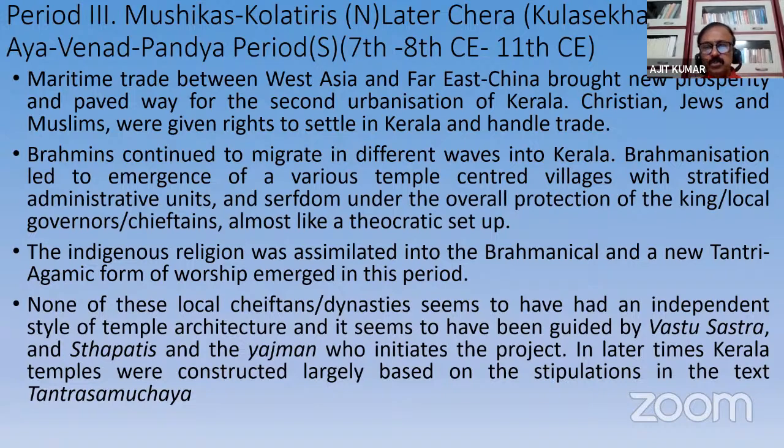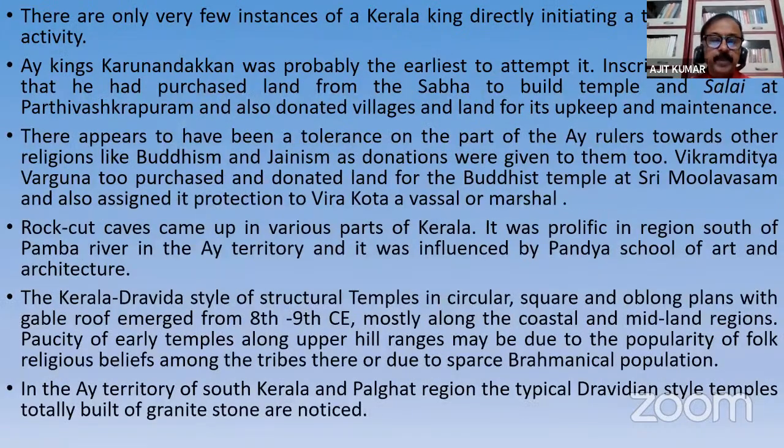Local chieftains and dynasties like the Mushikas, Cheras or Wayanad do not seem to have had any independent style of temple architecture. It seems to have been guided by the Vastu Shastra and the Sthapathis and the Yajamanas who initiated the project of temple construction. In later times, Kerala temple architecture was largely based on texts like the Tantra Samuchaya. And in Kerala, unlike Tamil Nadu, there are very few instances of a king directly initiating temple building activity.